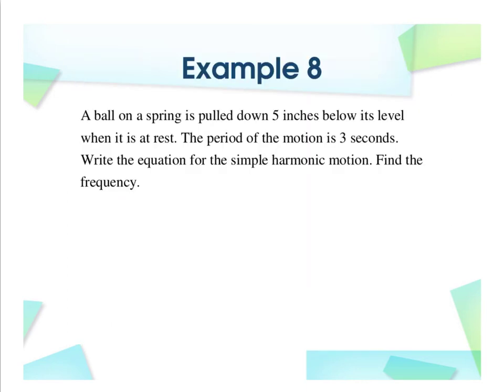Look at an example. It says a ball on a spring is pulled down 5 inches below its level when it is at rest. So this tells me I'm starting 5 inches below its rest position. That's the cosine curve. If I were graphing this, here's 5 inches below, and I pulled the ball down and am holding the ball over here. Because I start at displacement, I know that I have to use cosine. I meant to write D of t equals cosine omega t.